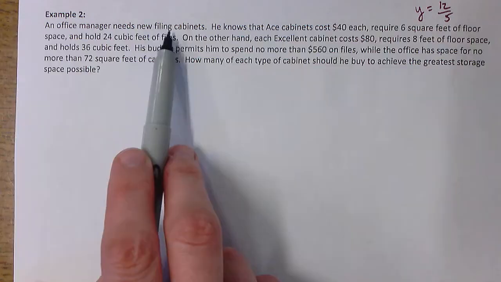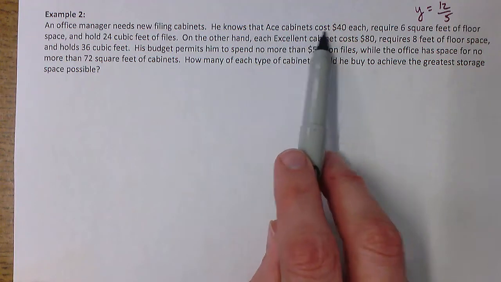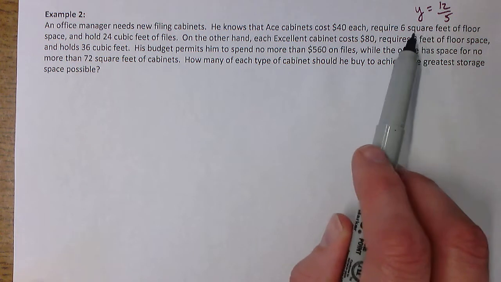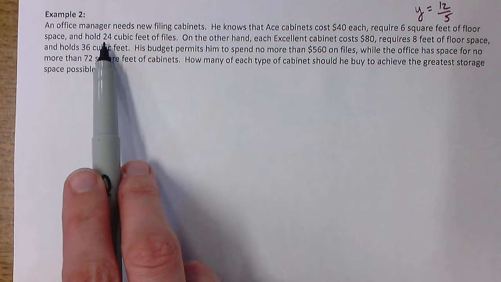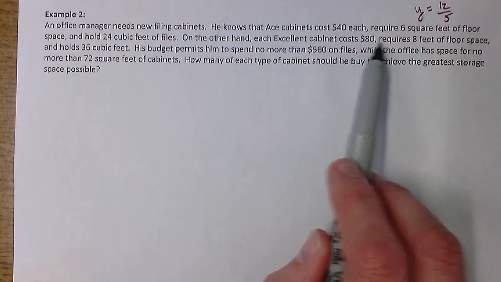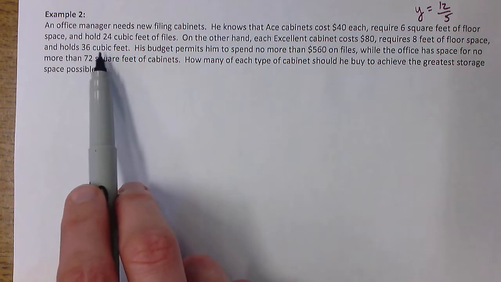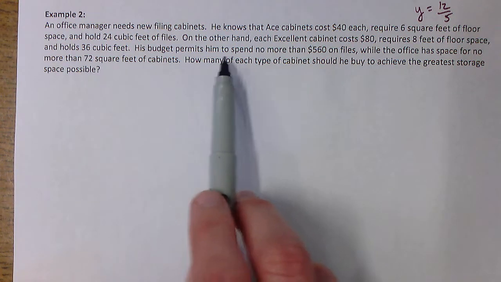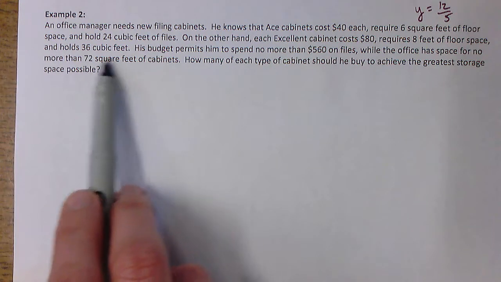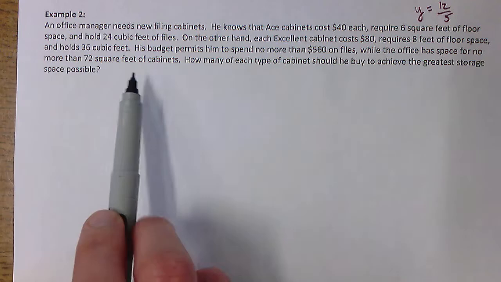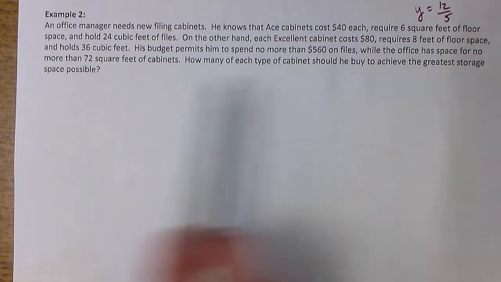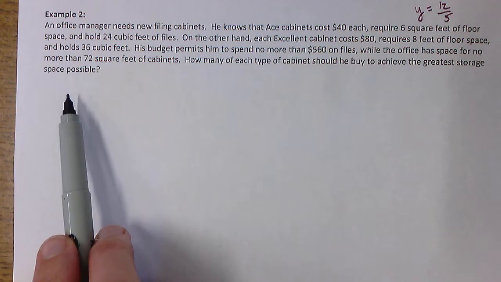All right, so we got this one. We got an office manager. He's buying new filing cabinets. This one kind of cabinet, they cost $40 each. They require 6 feet of floor space just to hold the cabinet. And then in the cabinet themselves, you can put 24 cubic feet of files. A different brand costs more, requires more floor space, but they also hold more files. So this guy has $560 to spend, but he can only hold 72 square feet of cabinet space in this actual office. So we want to know how many of each type should he buy so that he'll be able to get the greatest storage space possible.